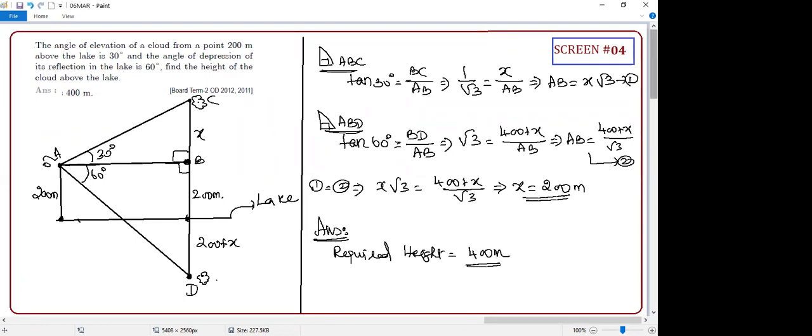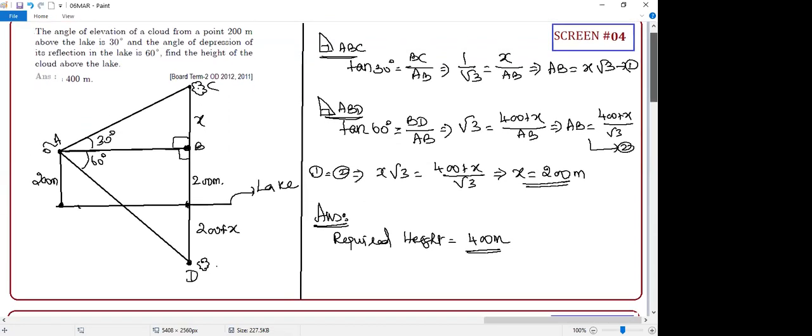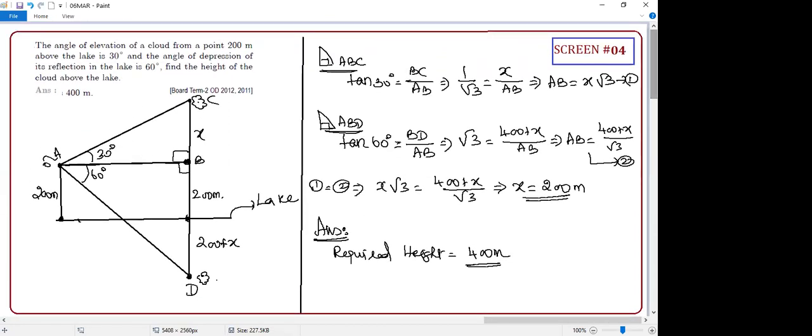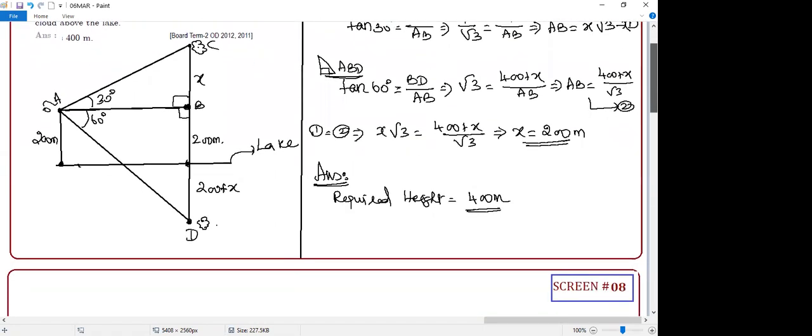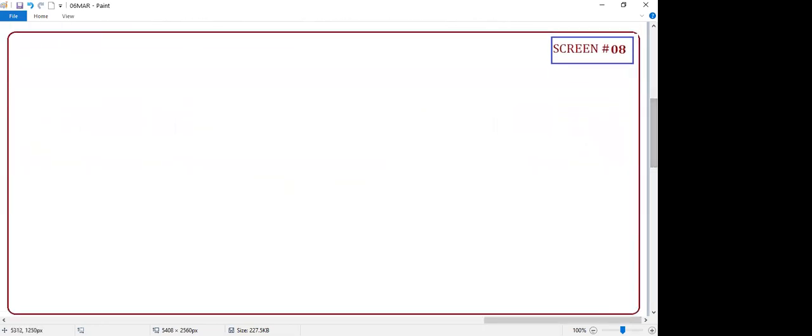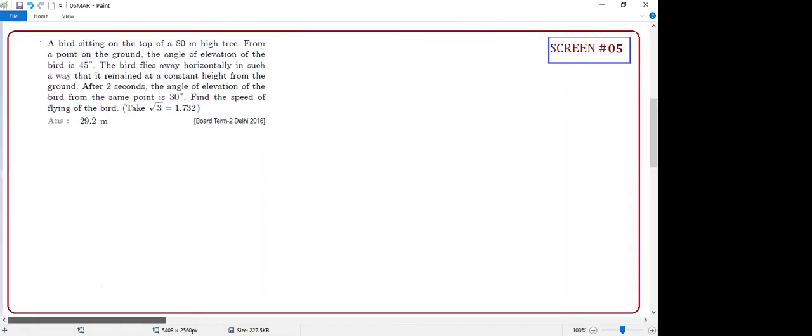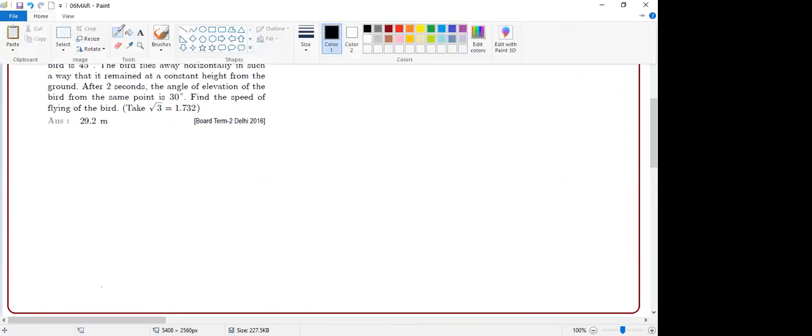Okay, if no doubts from anyone, I'll go to the next problem. Please understand this whole application of trigonometry, heights and distances. You should know how you are going to convert that situation or word problem into a diagram. Correct or not? See that, guys. Next question.